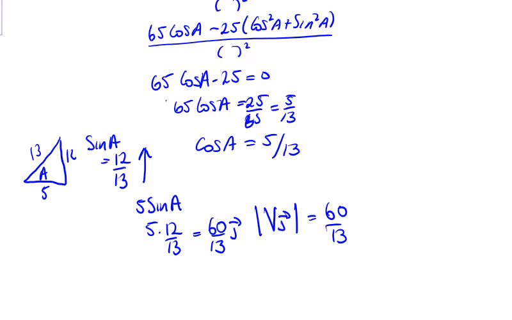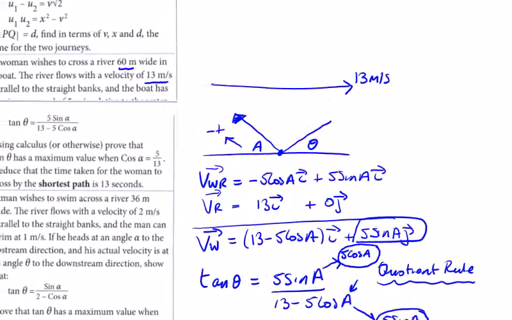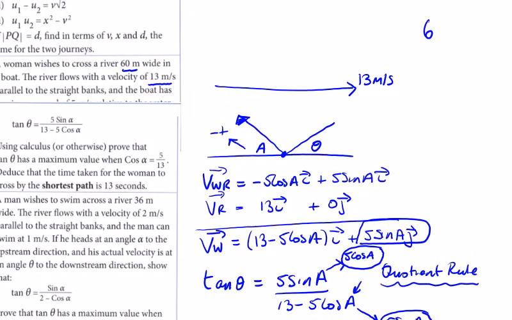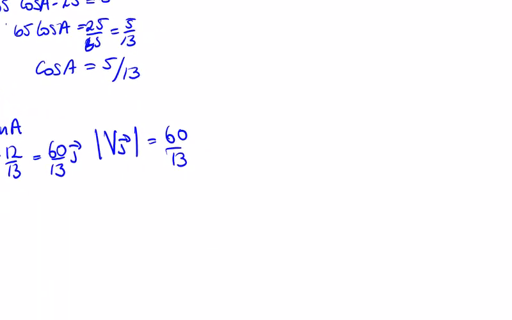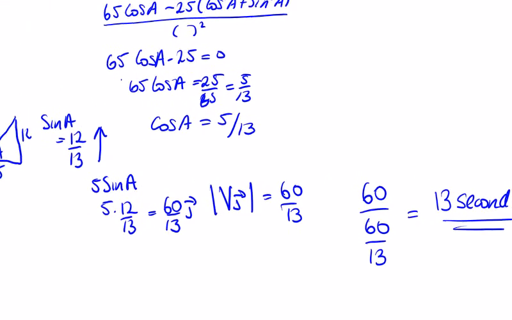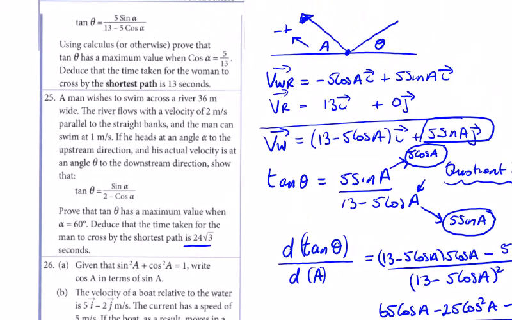If I divide the width of my river by my speed, I should hopefully get what they're looking for. What's the width of the river? 60. So 60 divided by 60 over 13 is equal to 13. And this is time, so seconds. And we were asked to deduce that the time taken by the shortest path is 13 seconds.